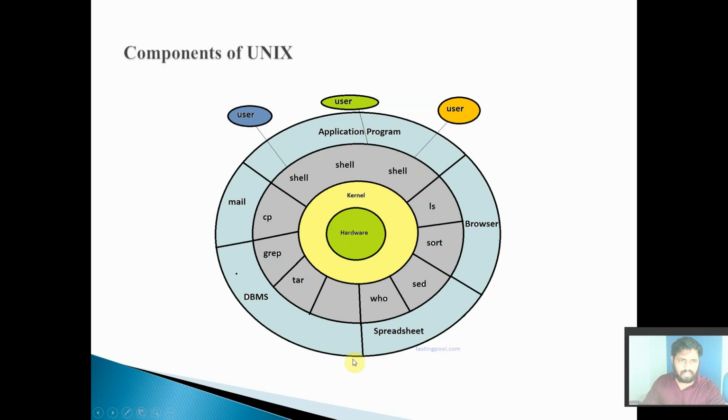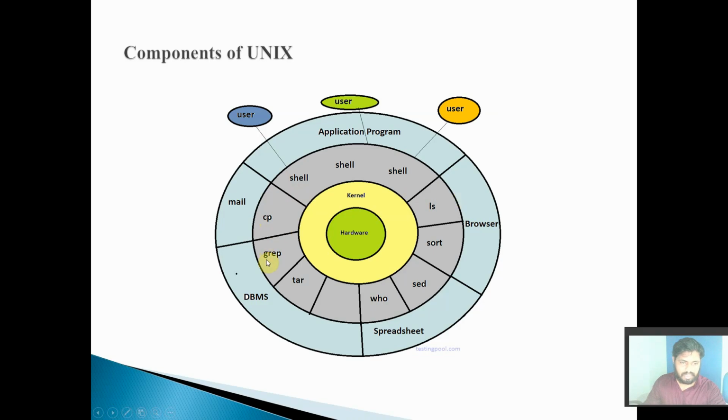So this is a very important diagram. In this diagram, in the shell there are many commands. The first command is the cp command. This is the command for copying a file. What is the syntax for copying a file? The syntax is cp, space, source address, and destination address.